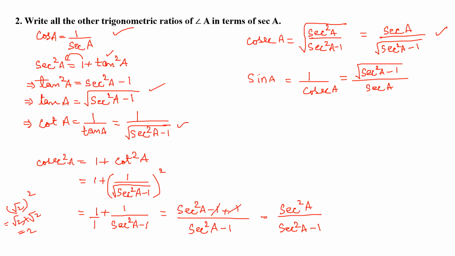See, cos A I have represented in terms of sec over here. Tan A I have represented here. Cot A is here. Cosec A is here. And at the end, sin A is over here. So I have represented all the remaining trigonometric ratios in terms of sec. Okay. Now I'll move to question number 3.